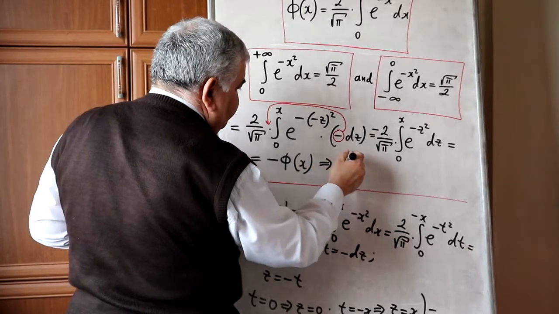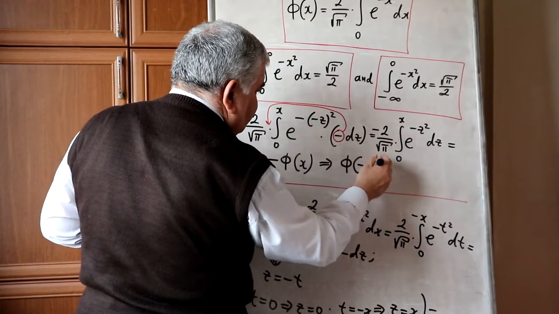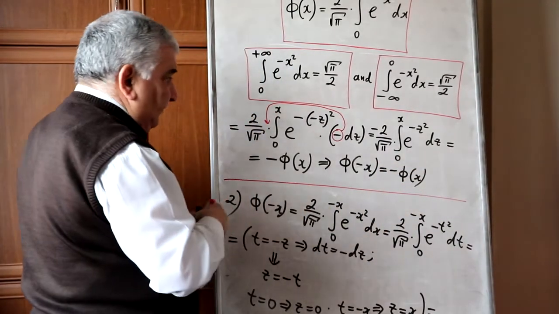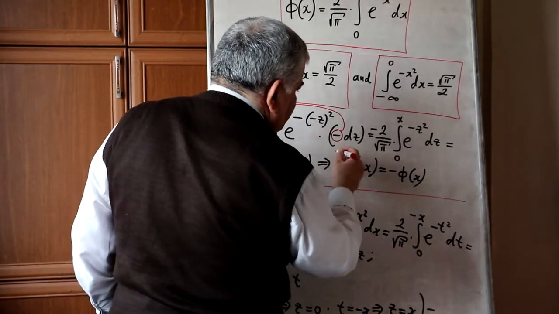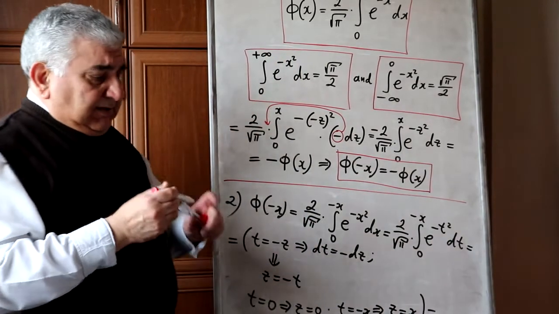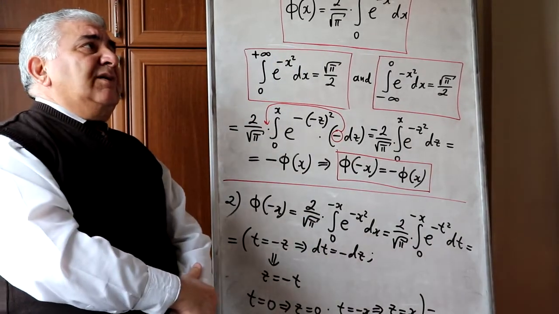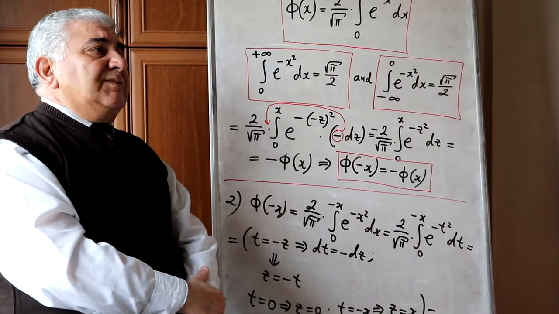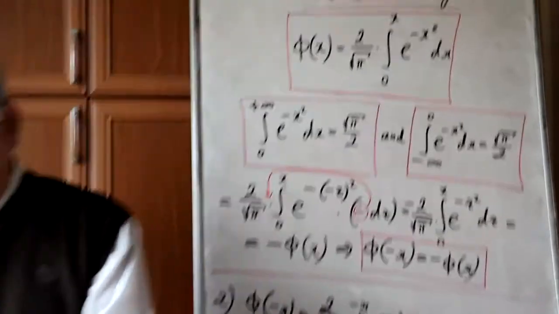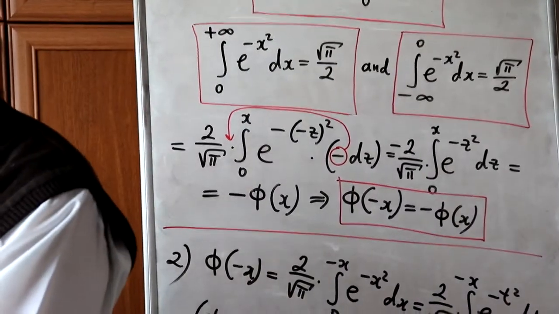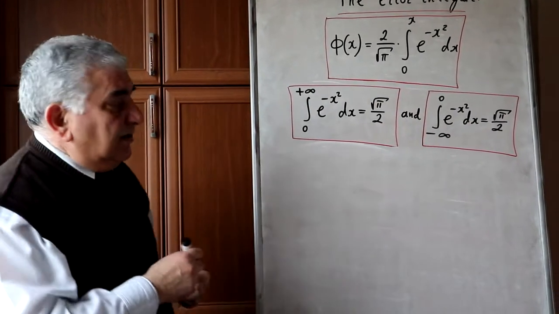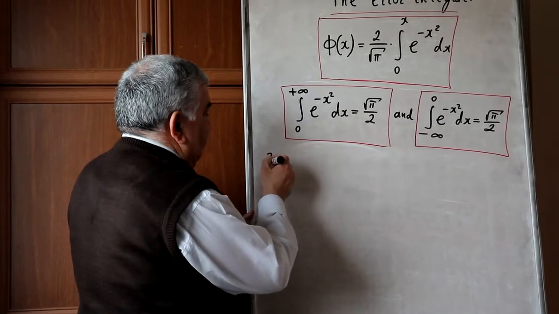Thus phi of minus x equals minus phi of x, and it is the indication of an odd function. It means the graph of an odd function is symmetric with respect to origin. Then continue. Then go to the next property, third property.